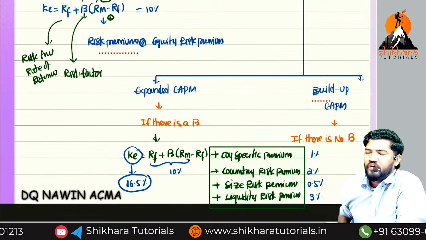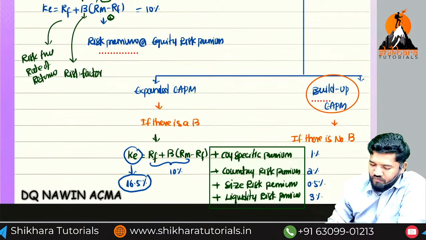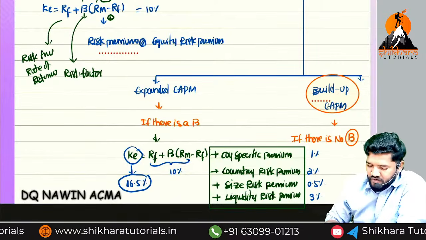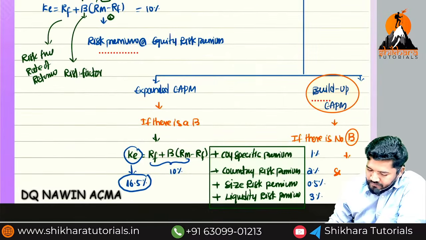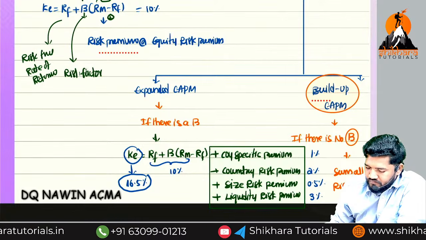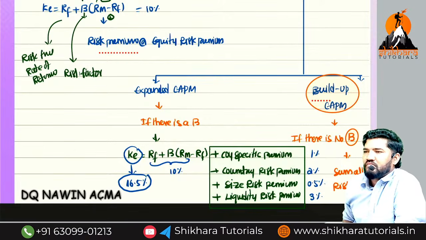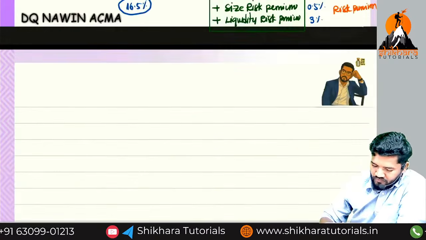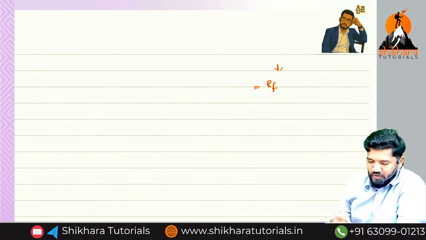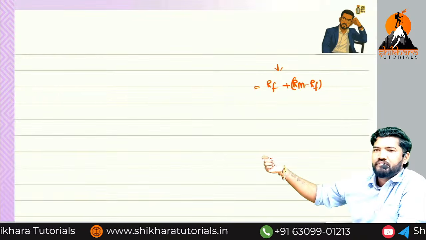Sir, clear? Now, when it comes to this build up CAPM, what is the clue we have when we are using build up CAPM? If there is a beta, or there is no beta. If there is no beta, sum all risk premiums other than beta. Clear? Now, how many premiums do we have? RF is there, plus RM minus RF is there. What is that premium name?